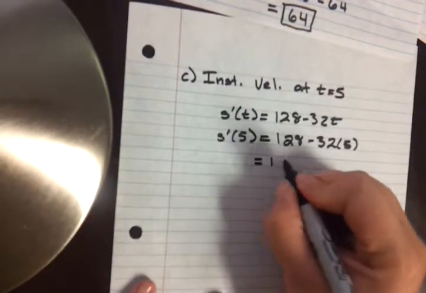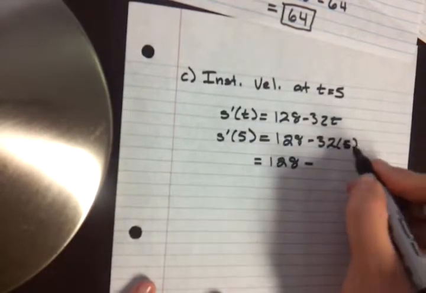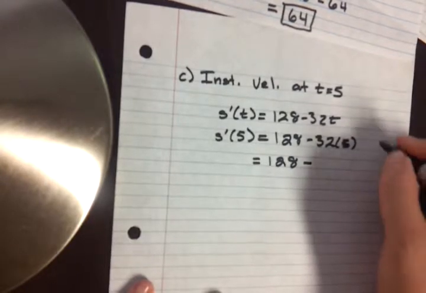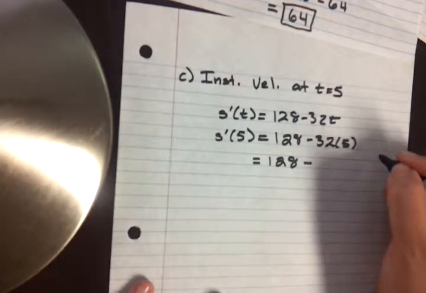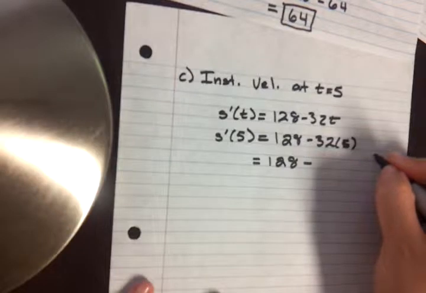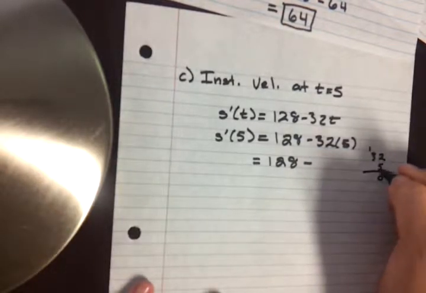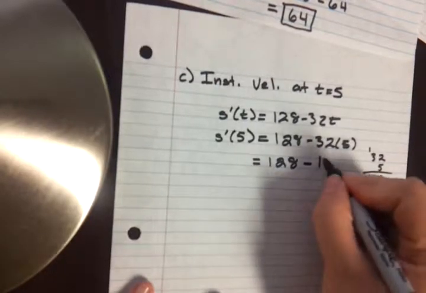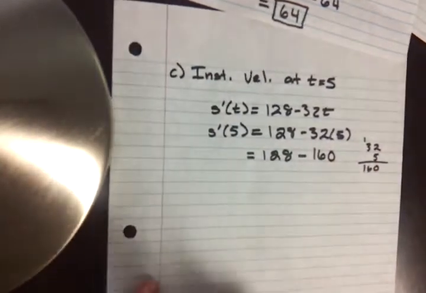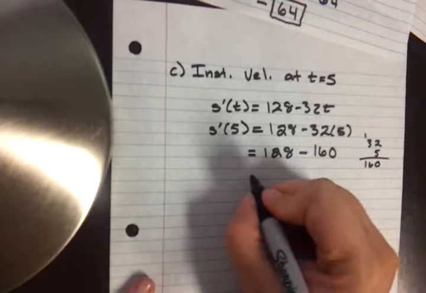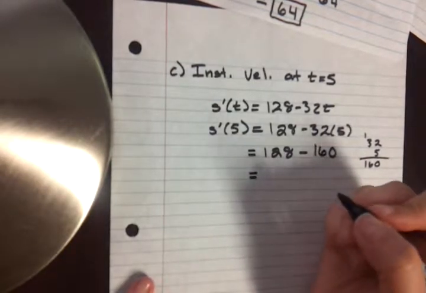So that's 128 minus, I'm going to do some math off on the side here. I think it's 160, but we'll check to be sure. 32 times 5... yep, 160. Never trust my mental math, though. I got that one right. I can't promise I will get it right ever again.